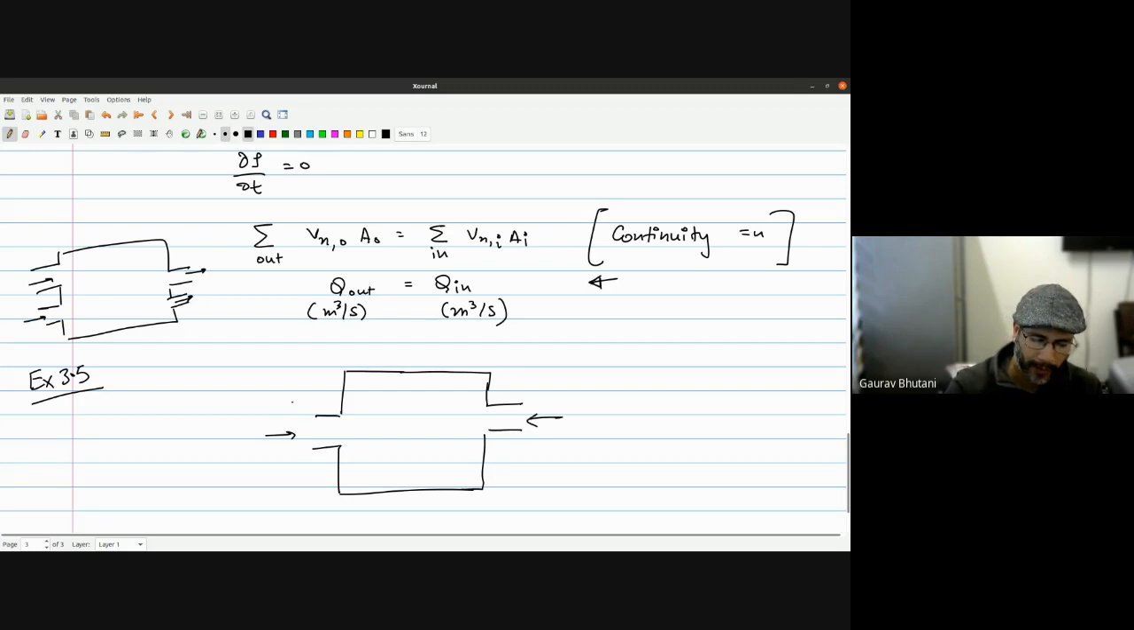So we have inlet 1 and inlet 2. The velocities are v1 and v2. They're both normal velocities. v1 is 1 meter per second and v2 is half a meter per second. Now in this case the tank is not full, in the sense that up to some height there is water, and then above that you have air.